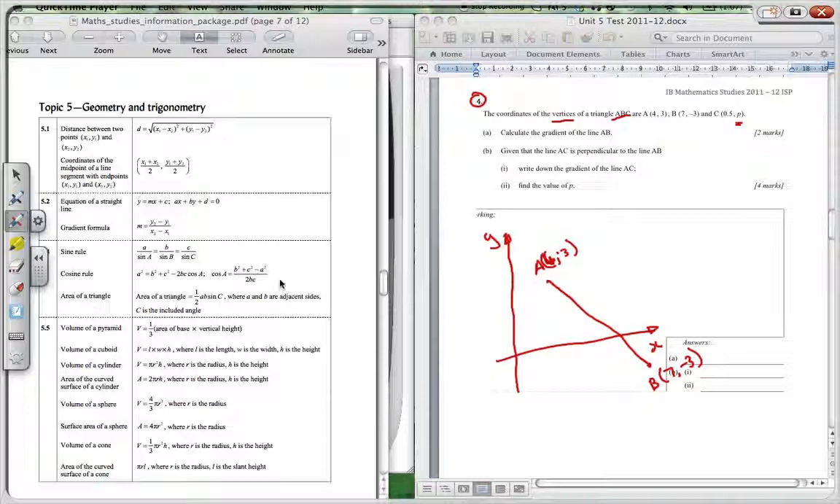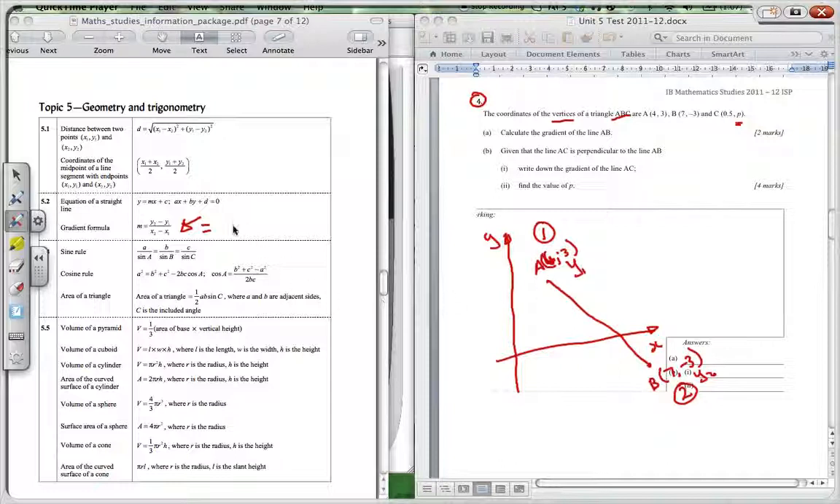So the gradient formula is given by this one. What I've got to do is choose one point to be point 1 and the other to be point 2. So let me choose A as 1 and B as 2, and I've got to put it into this formula. So for point 2, I'm going to have y2 minus y1. So this is my y2, this will be my y1.